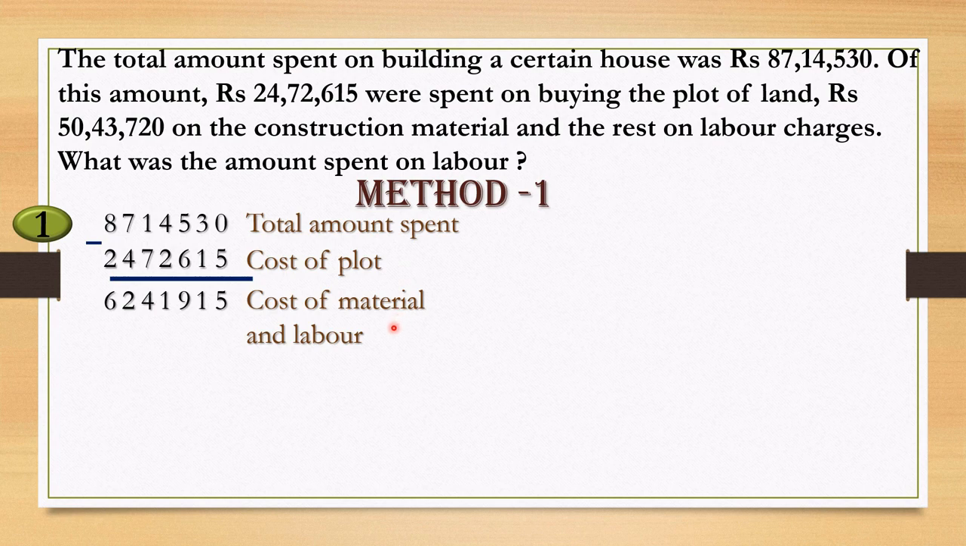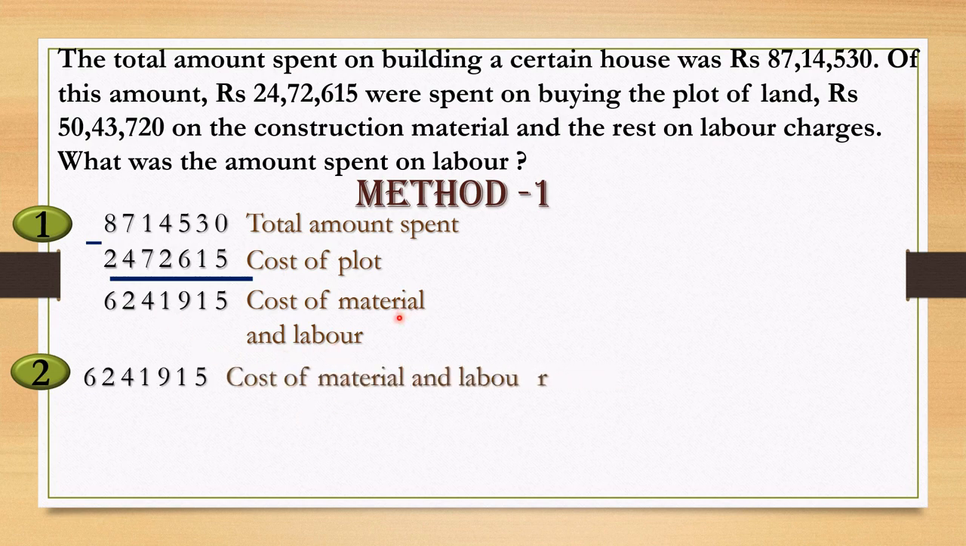Now what we will do? We will minus the cost of the material from this, that is cost of material and labor. Okay, we will write this first. So this is cost of material and labor, right? Minus what we will write? The amount used for the construction material, that is 50 lakh 43,720. Okay, we will again subtract this amount from the cost of material and labor.